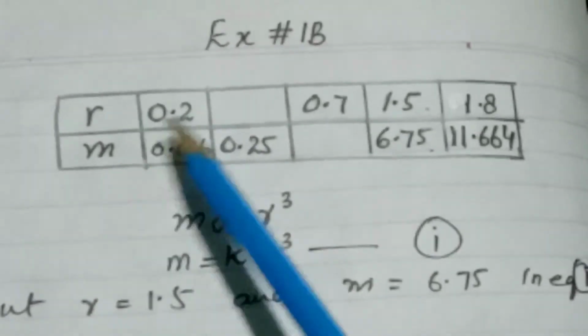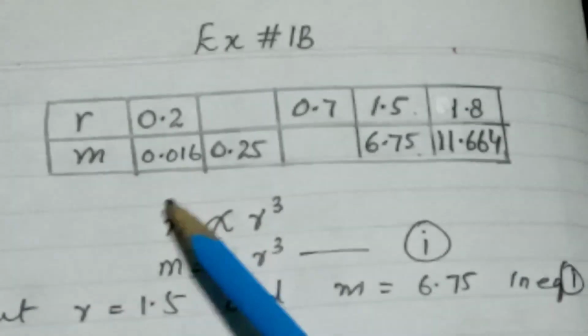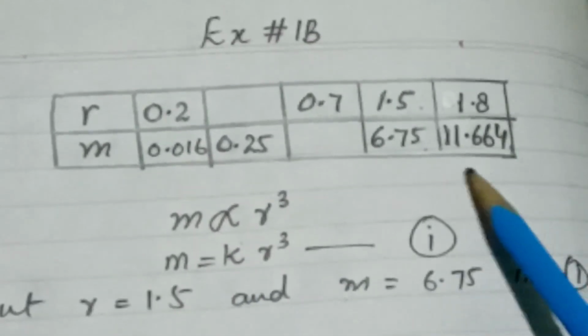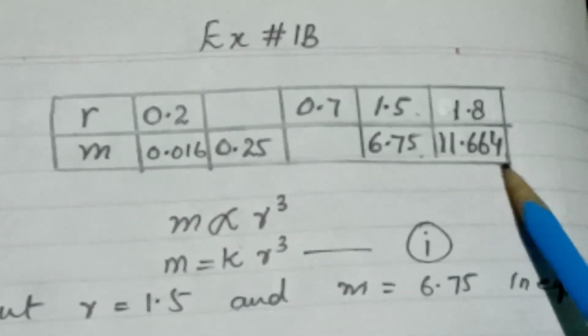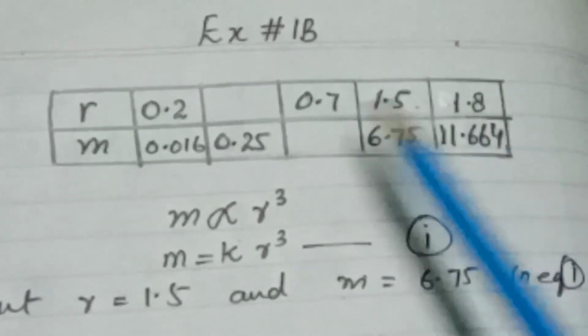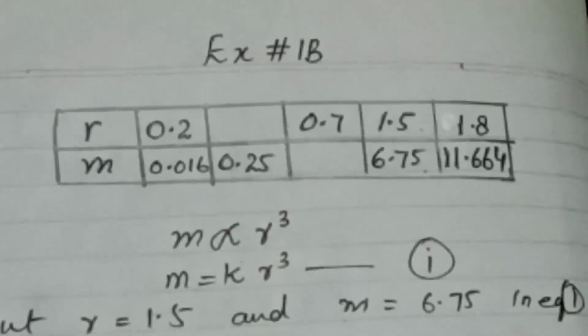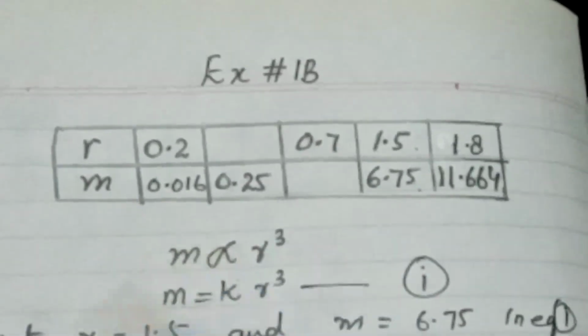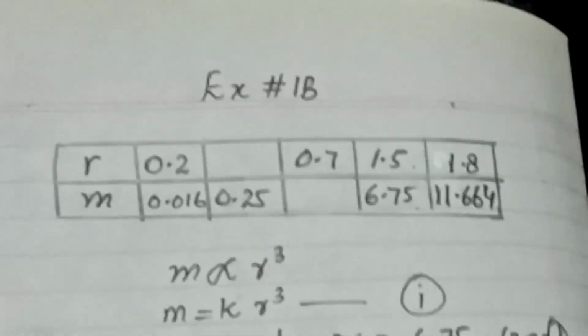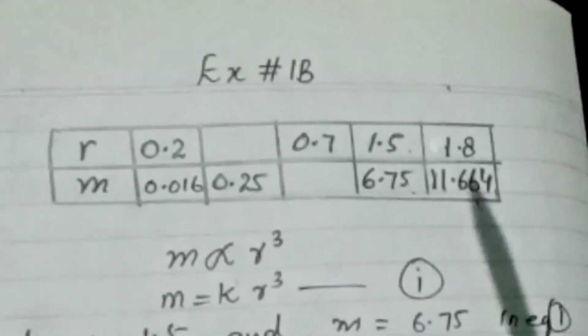When the value of r equals to 0.2, m equals to 0.016, and when the value of m is 11.664, r is calculated as 1.8. Now in this question, I am also leaving these two values on you, so you have to calculate these two values and have to complete this table. This is your homework.